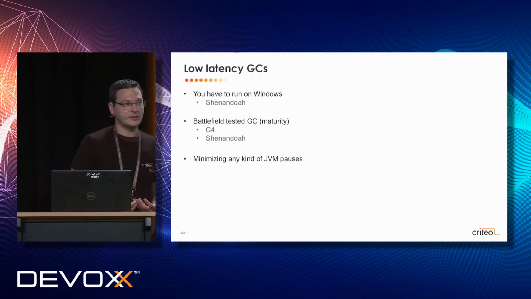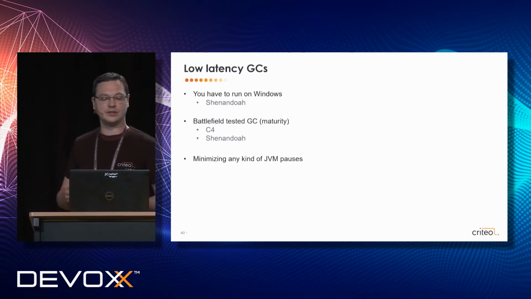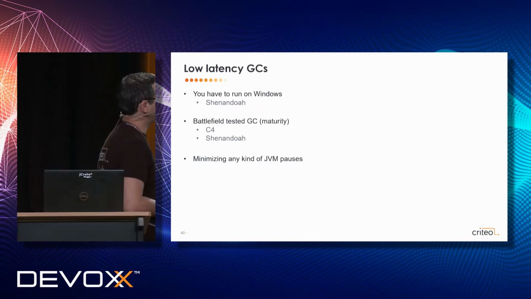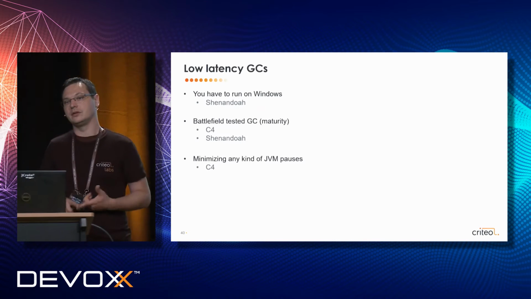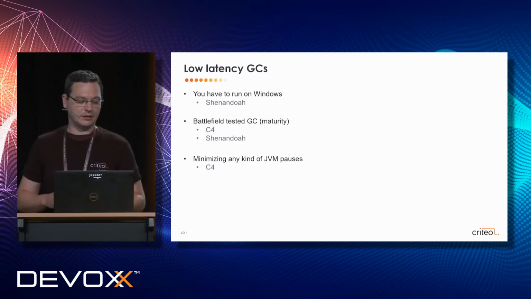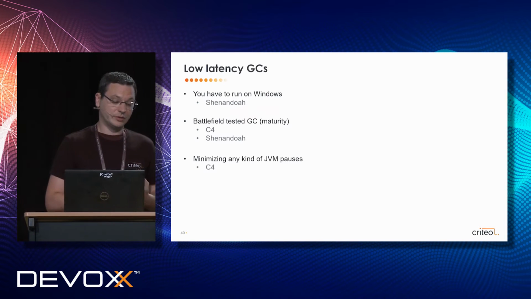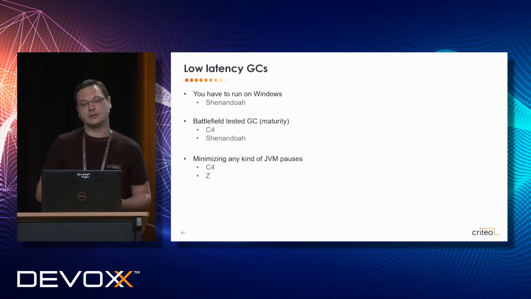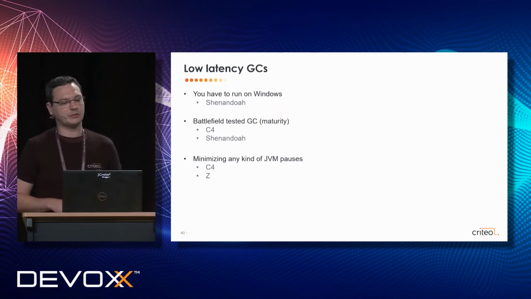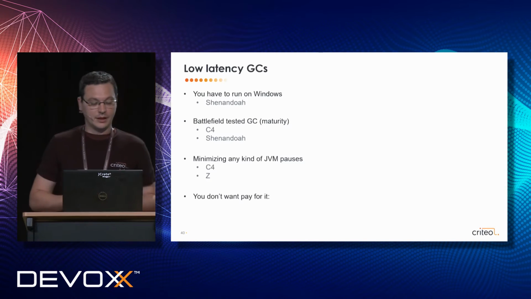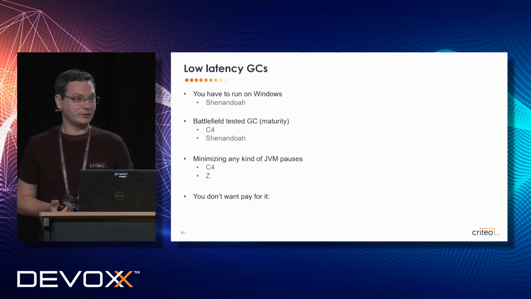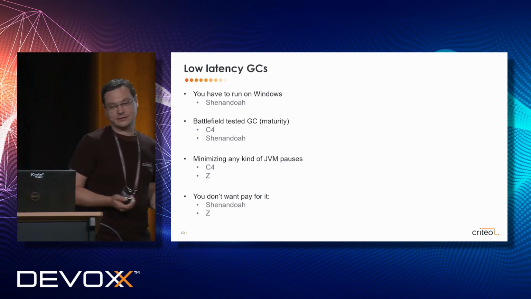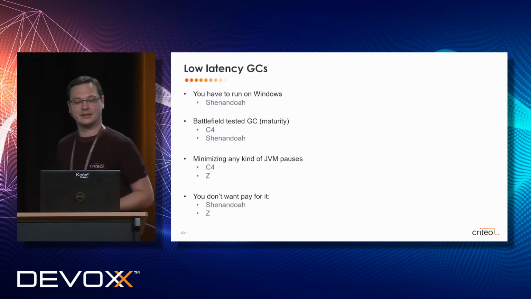If you want to minimize pauses, including other pauses in the JVM beside the GC, you can use C4 because it also implements concurrent class unloading, concurrent ref processing, concurrent deflation, and others. ZGC also implements these kinds of things, concurrent class unloading and concurrent ref processing currently. If you don't want to pay for a GC, choose Shenandoah or Z, because for C4 you need to pay a license.